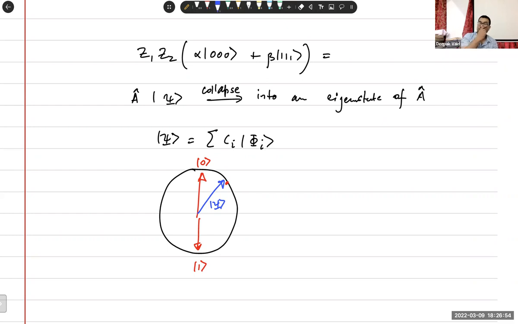When you're talking about plus and minus states, plus and minus are eigenstates of which operator? X. Plus and minus are eigenstates of X, and the Y operator. So if you are measuring the X or the Y operator and your initial state is 0 or 1, then it will collapse into which state?